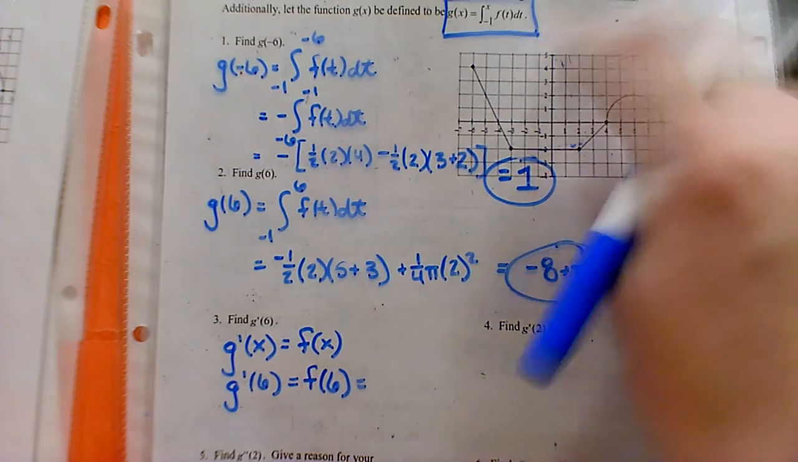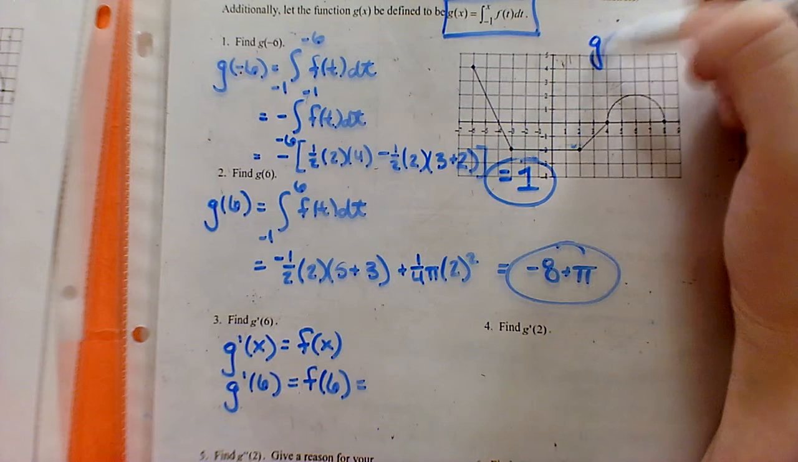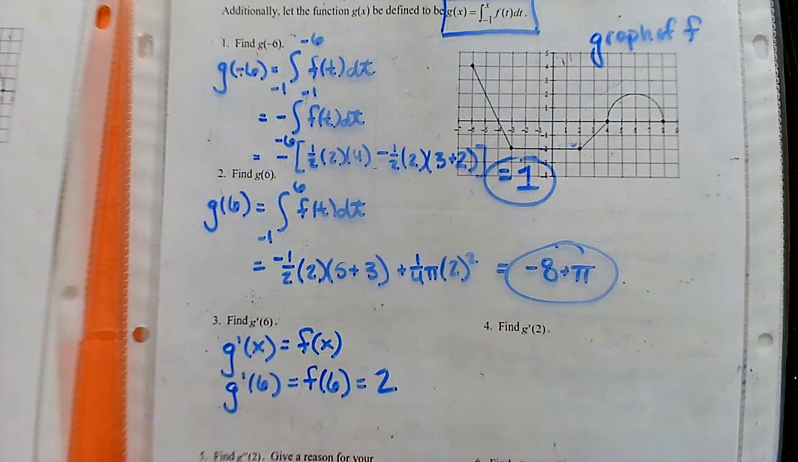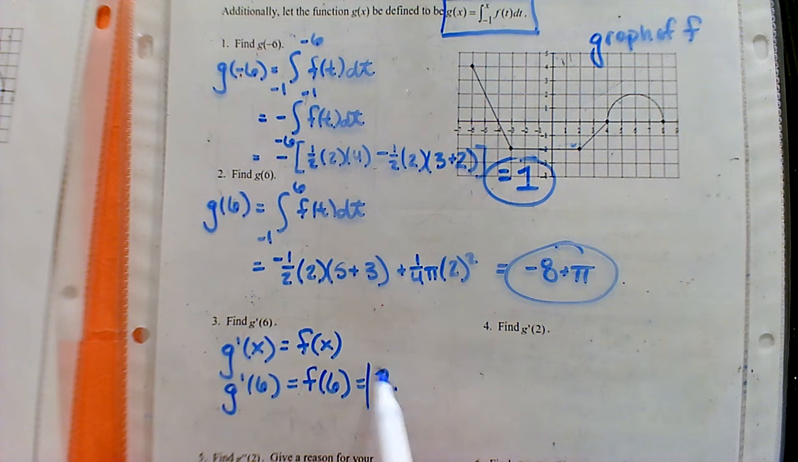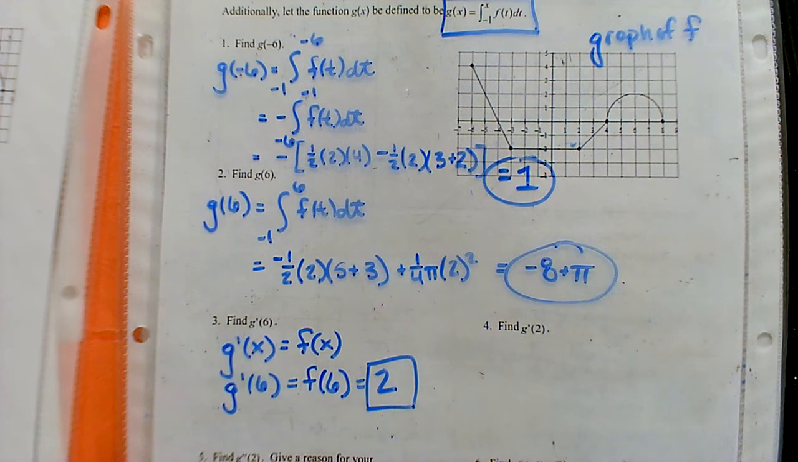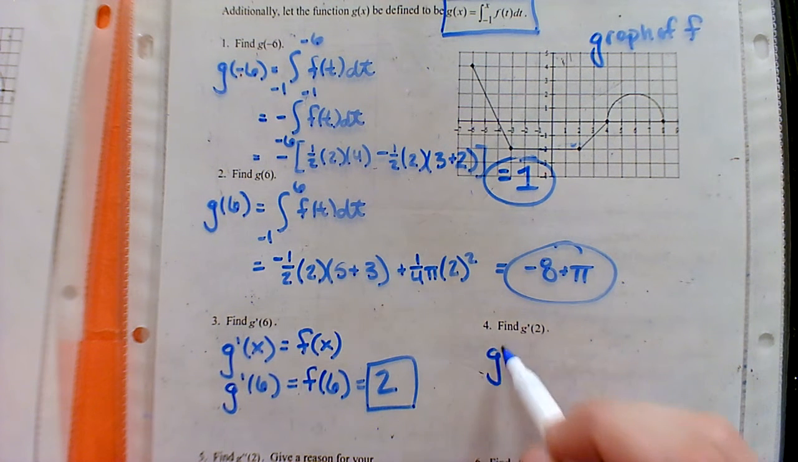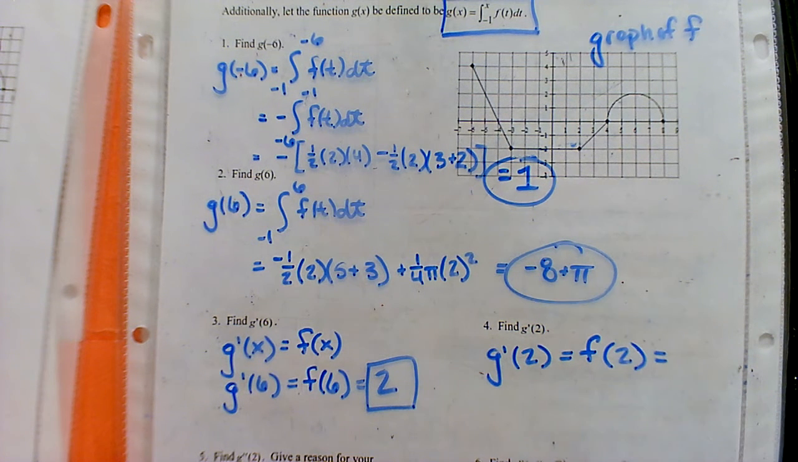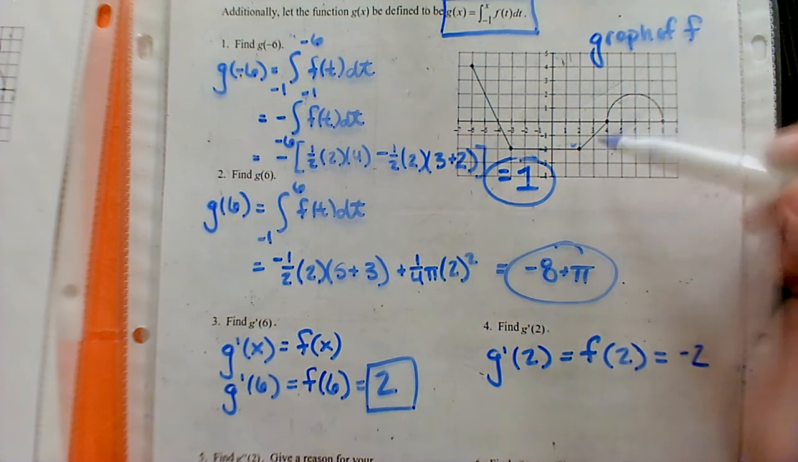Right, this is the graph of f. Maybe you don't want to label it as f of t. We'll just say graph of f. Let's try the next one. If we want to plug in 2 into the derivative of g, that's the same as evaluating f of 2. Which, looks like -2 based off the graph.